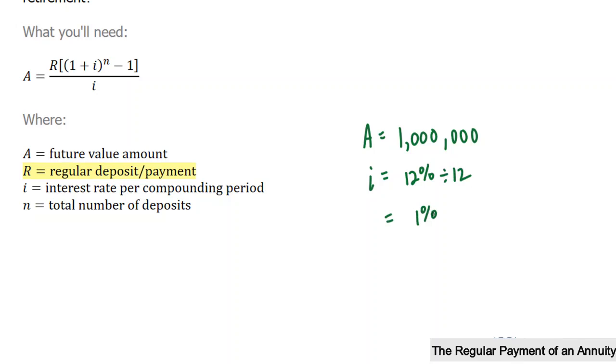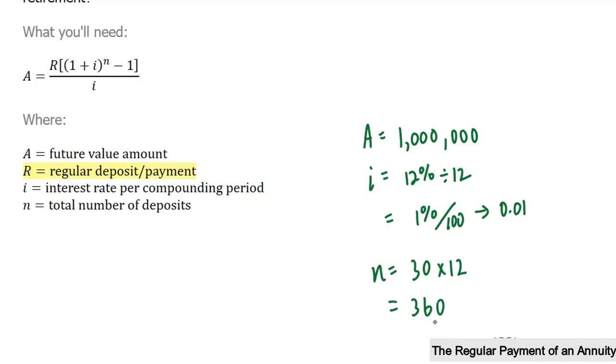Now we don't work with percentages when we solve these problems. We work with the decimal version of the number. So in our case, we would have to divide this by 100, and 1% represents 0.01 in decimals. To find out our N value, remember that he is going to be depositing money every month for the next 30 years. So our N value is going to be 30 times 12, which is equal to 360.